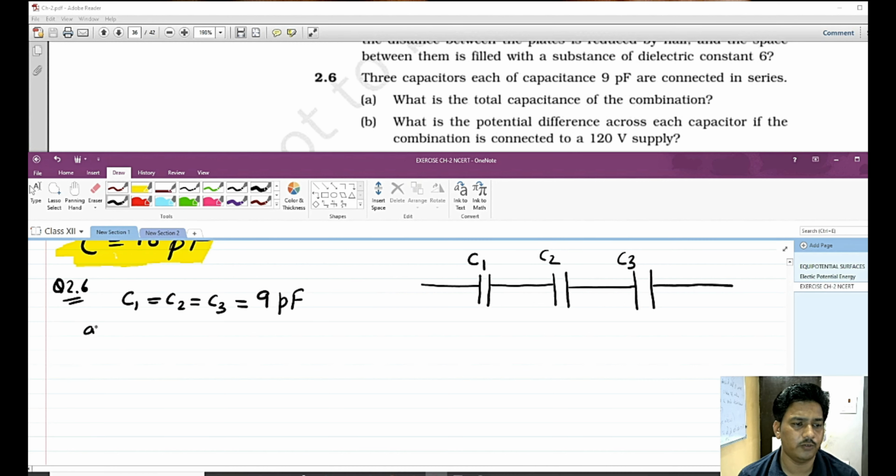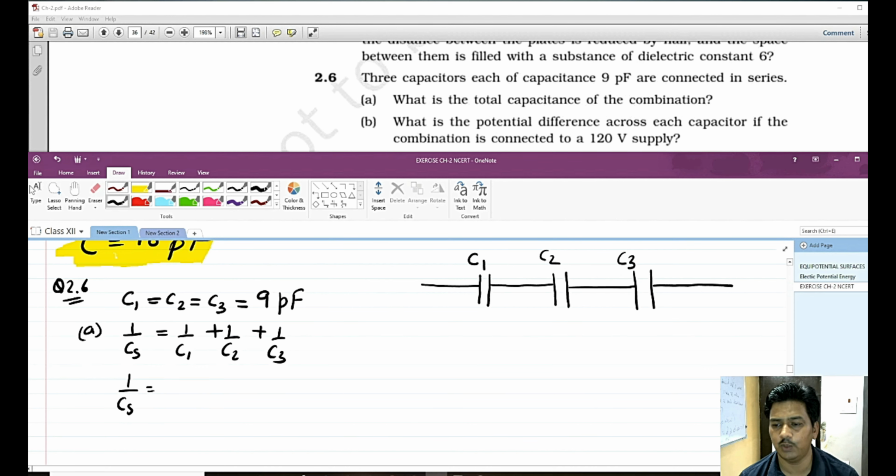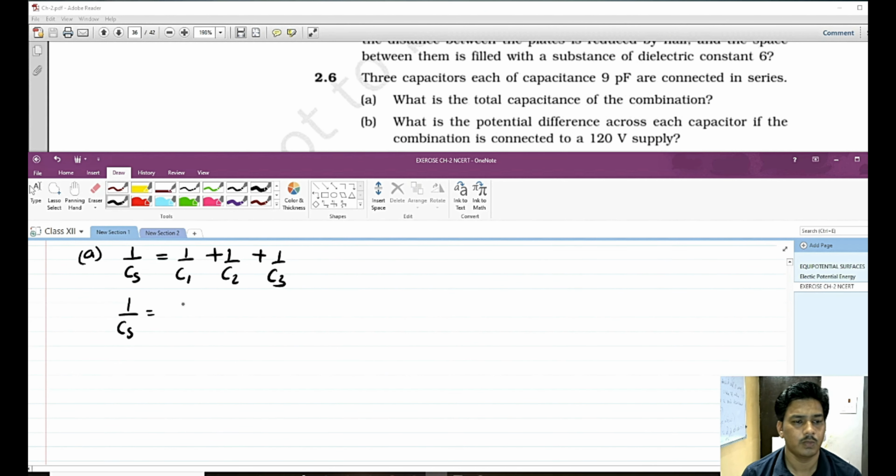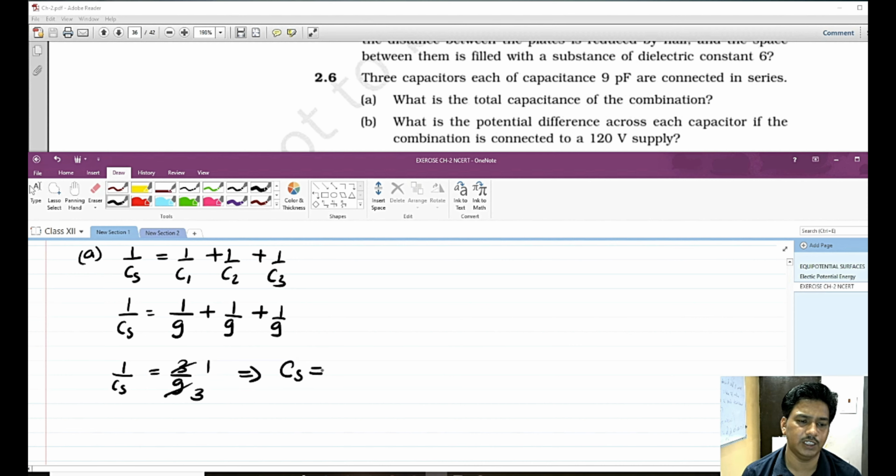So the formula of capacitance in series is 1 by Cs equal to 1 by C1 plus 1 by C2 plus 1 by C3. So 1 by Cs is equal to 1 by 9 plus 1 by 9 plus 1 by 9. So after solving this we get 3 by 9. So 3 threes are 9. Now the result is that the equivalent capacitance in series is 3 picofarad. So this is the result.